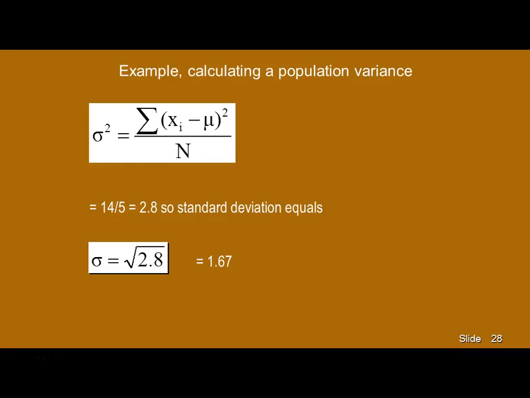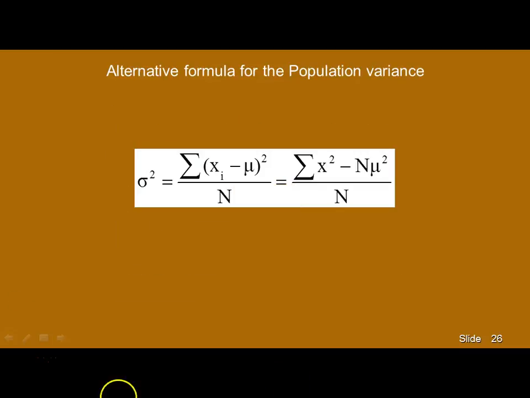Later on, we'll get to how we can interpret the variance and standard deviation and put a little bit more meaning to it. For right now, we're just learning how to calculate it. If you wanted to use the second formula, again, you can calculate the mean first, square it, multiply by n, and you'll have this part of the numerator.